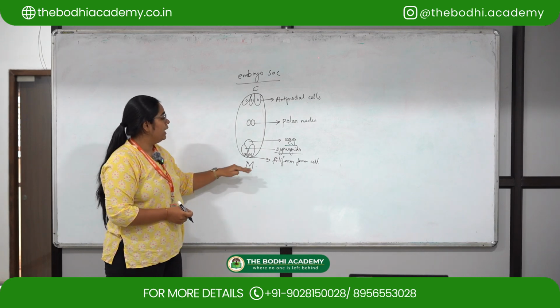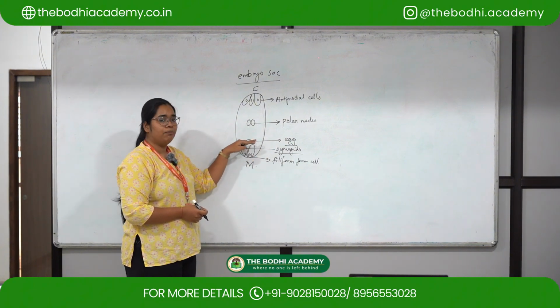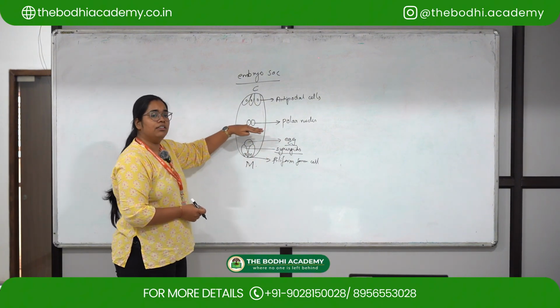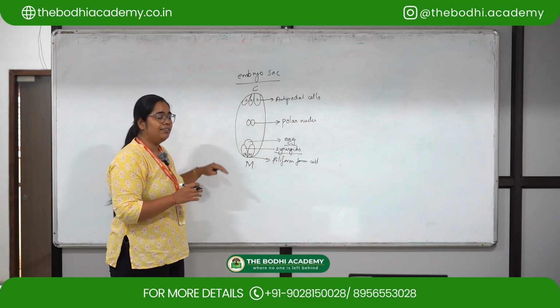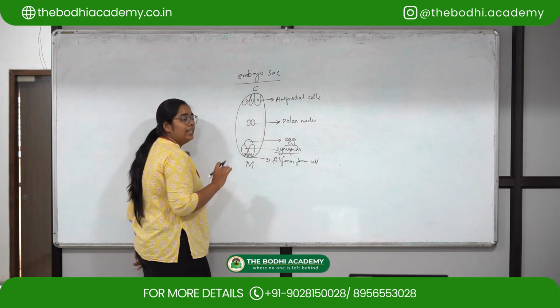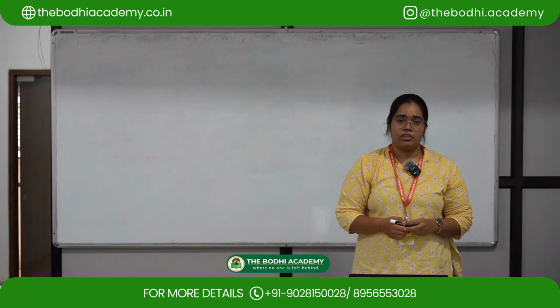At the micropylar end, you will find the filiform apparatus. Then there are 2 synergids with the egg apparatus. Then in the center there are polar nuclei, that is, there are 2 polar nuclei forming the central cell, and there are 3 antipodal cells. So this is the basic structure of the embryo sac. So let's move to the next question.